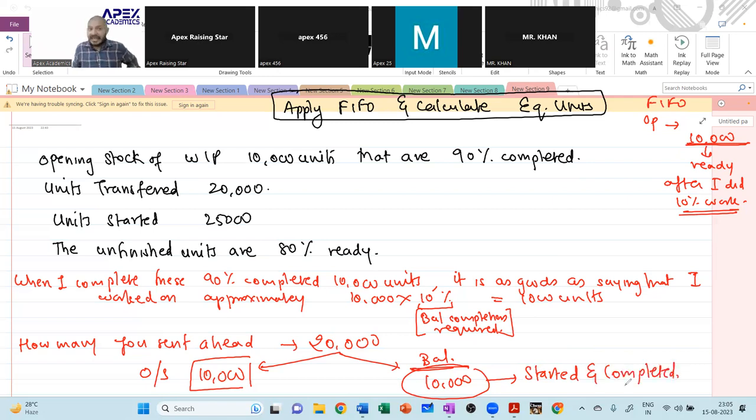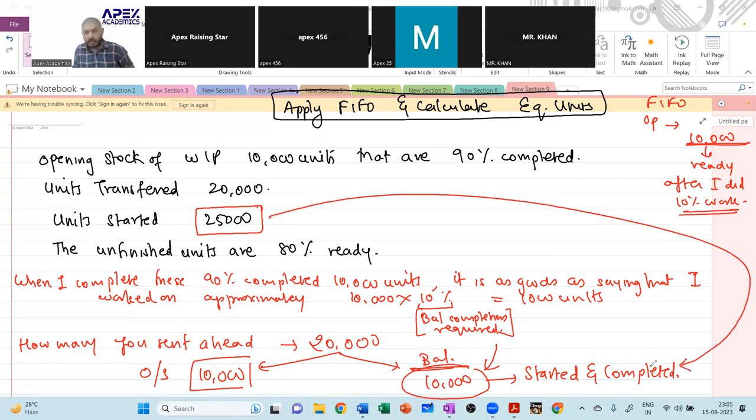Okay. Then I asked my manager, these are the units that you started and completed. What are the number of units that you actually started working on? You started working on 25,000. Out of this 25,000, 10,000 are ready. What does it mean? It means that 15,000 are yet unfinished.